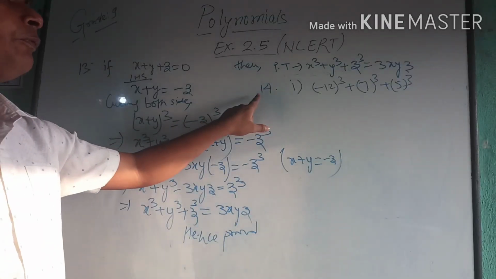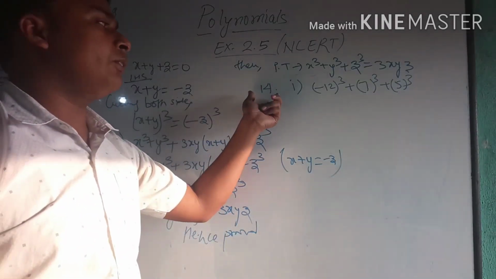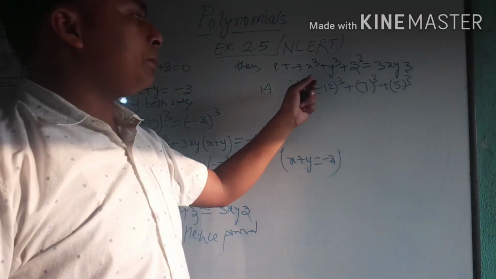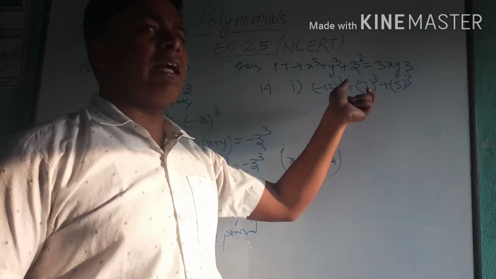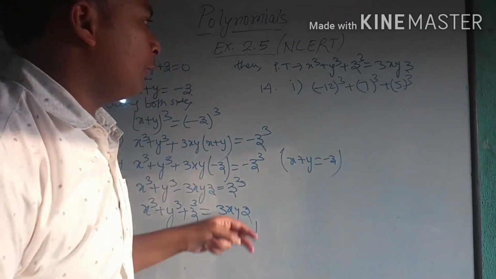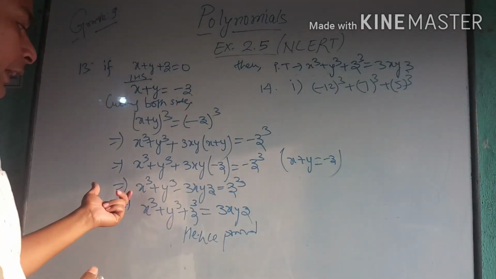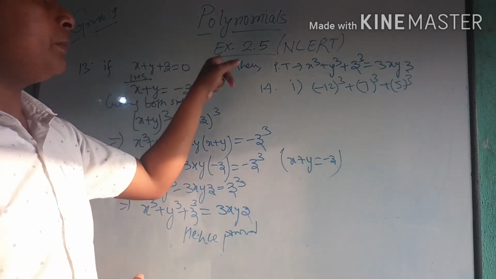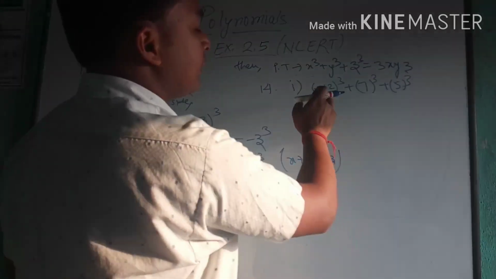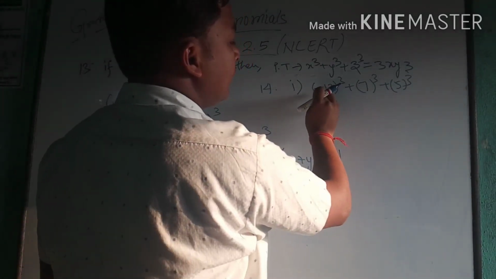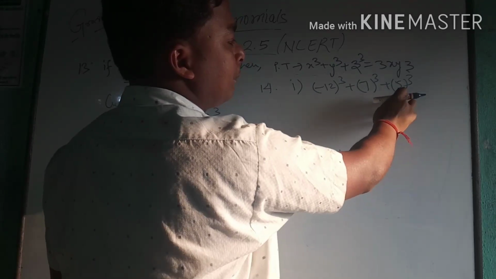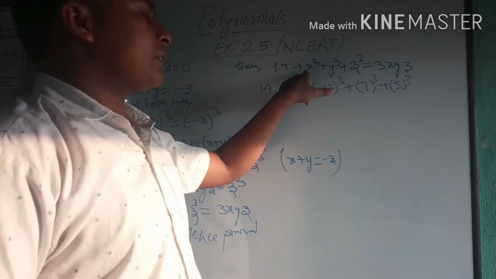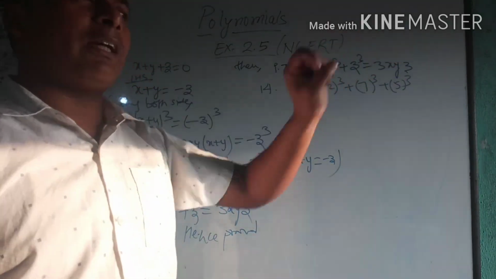Question number 14: we have to evaluate the value of minus 12 cube plus 7 cube plus 5 cube. If we keep on multiplying the cube parts and add them, that is a very long process. Right now we learned one of the processes: if x plus y plus z is equal to 0, where x, y, z are minus 12, 7 and 5, that sum is equal to 0. Then what is the value of their cubes? The sum of their cubes is equal to 3xyz.